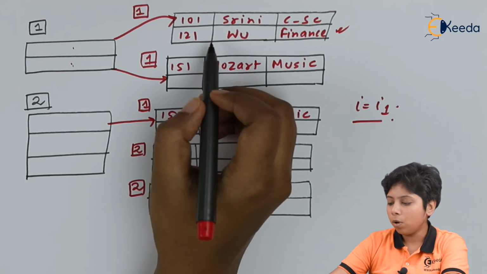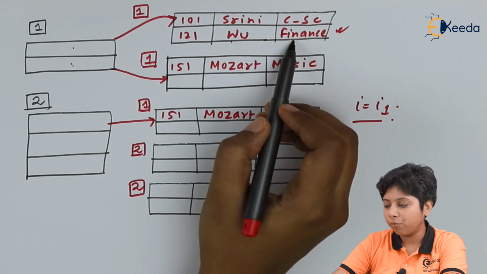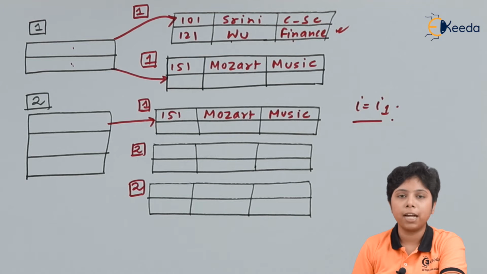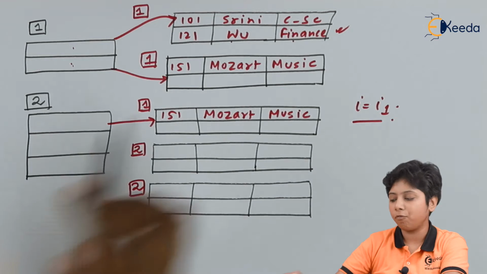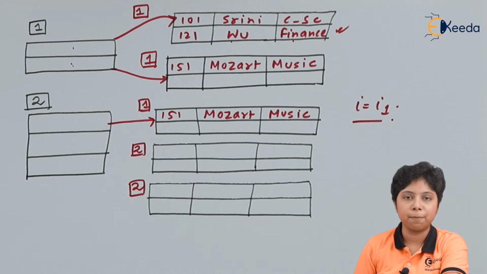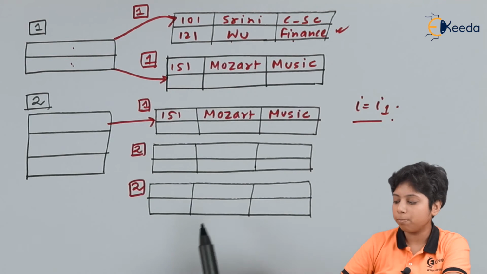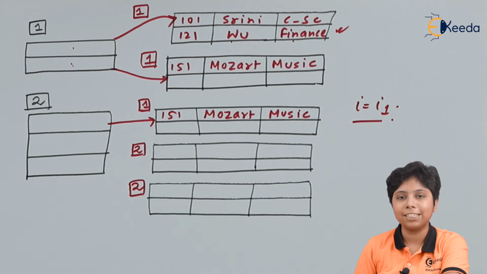Now see, Wu has to be represented with this finance, and the new one that we are taking is Elvis and physics, because physics and finance both have 1 as their computed key, so they have to be created in the same structure or bucket. Then Srini has to be moved to another one, just like splitting.